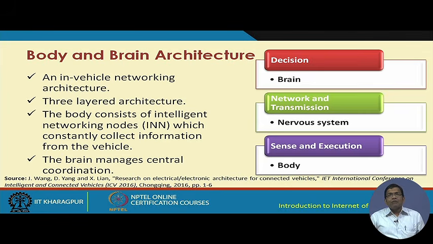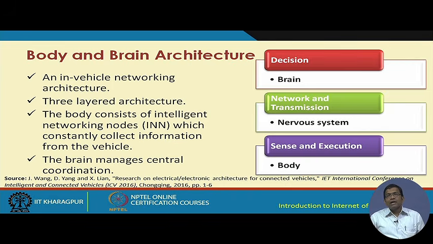As in the human body, we have the core body having the skeleton, the muscles, the tissues, the organs, and that kind of structure. But on top we also have the nervous system, the brain, etc., and a similar thing is done in this case as well. So, here we have a 3-layered architecture. There is the sense and execution layer, then the network and transmission layer, and then the decision layer. The sense and execution layer is very similar to the body of a human.